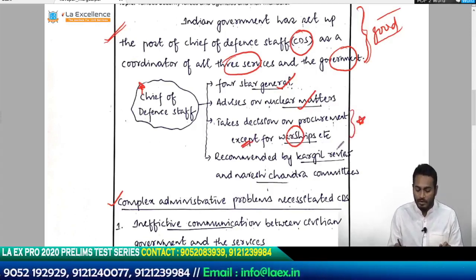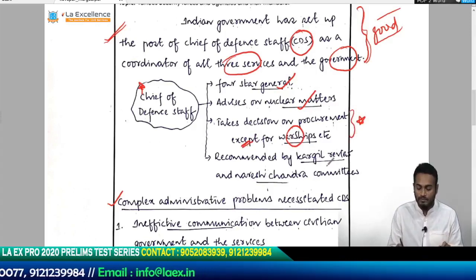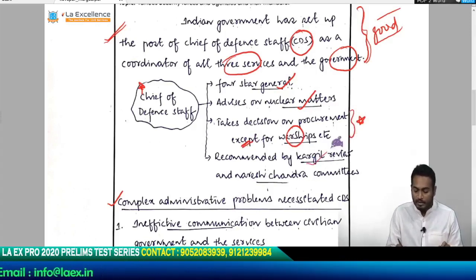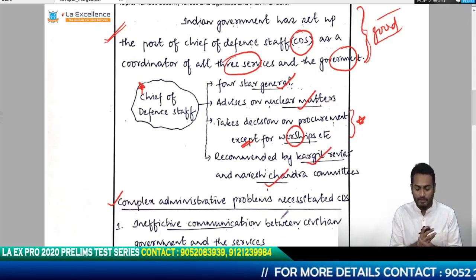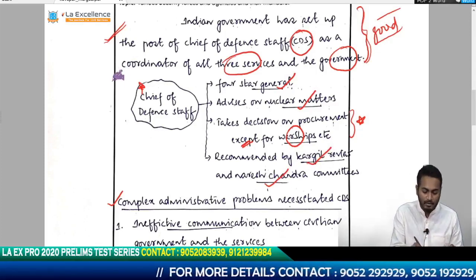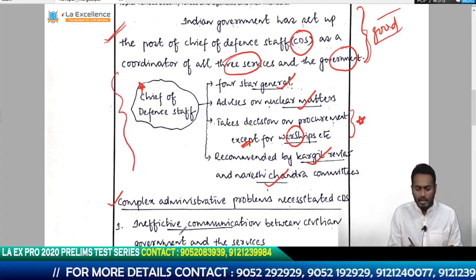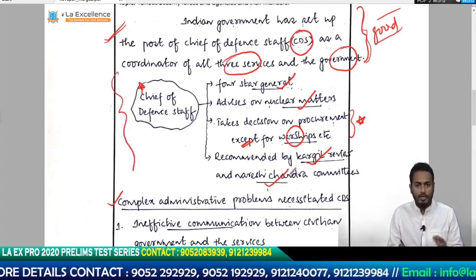Also he's talking about the committees which have recommended it. The Kargil Review Committee, the Naresh Chandra Committee, and then the Shekatkar Committee report also, in a manner of speaking, supported the institution of Chief of Defence Staff. So he basically has given out certain good points. In order to add to this, I gave you all other points, right?